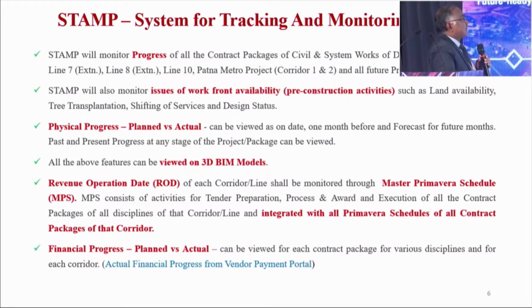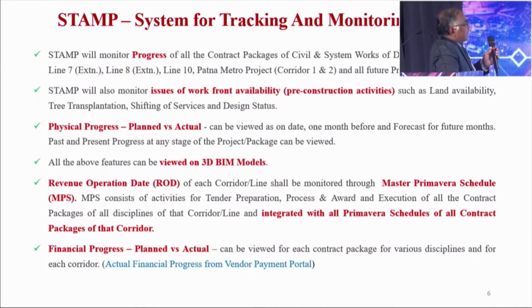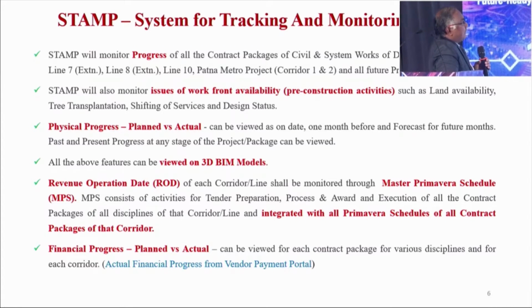As I said a little earlier, for anyone monitoring a corridor, the revenue operation date is very important, even for the organization, for the government which has sanctioned it, as well as for the customers who are going to use that facility. So we started monitoring everything right from the tender stage to the final completion, corridor wise. That is 3 corridors in Delhi and 2 corridors in Patna.